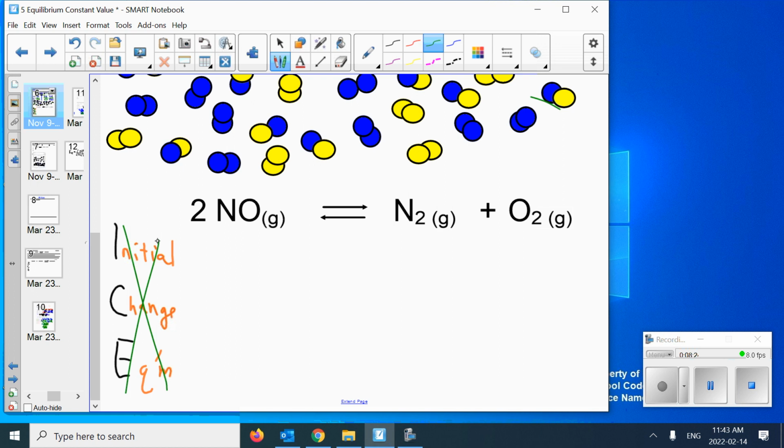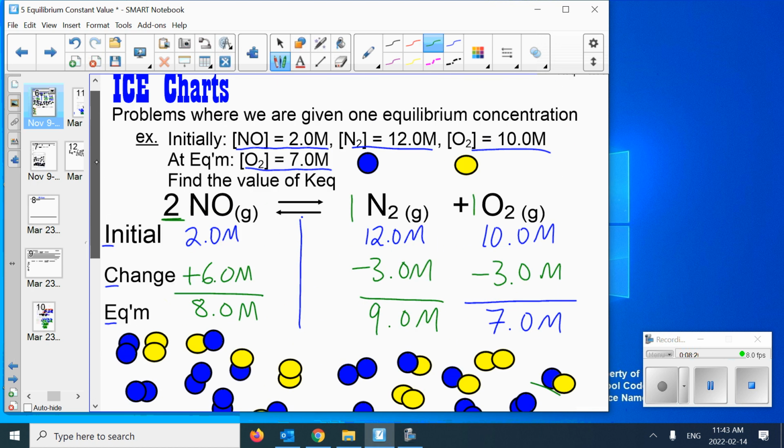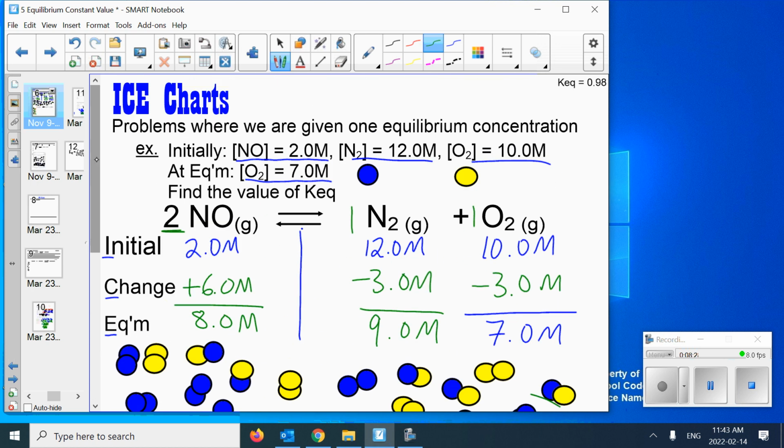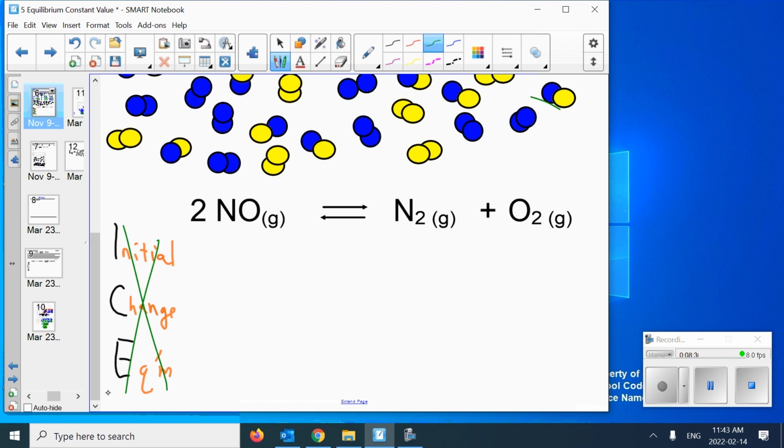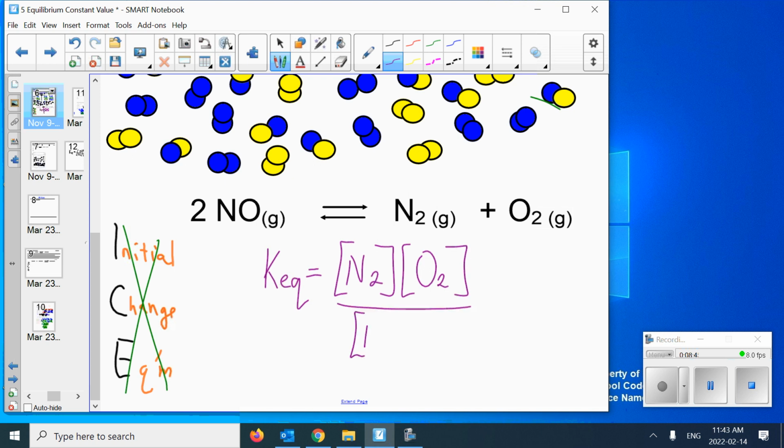So we're going to continue on with this problem because we were asked to come up with the value of K. That means we need a K expression. KEQ equals products over reactants: N2 concentration brackets, O2, divided by nitrogen monoxide, squared.